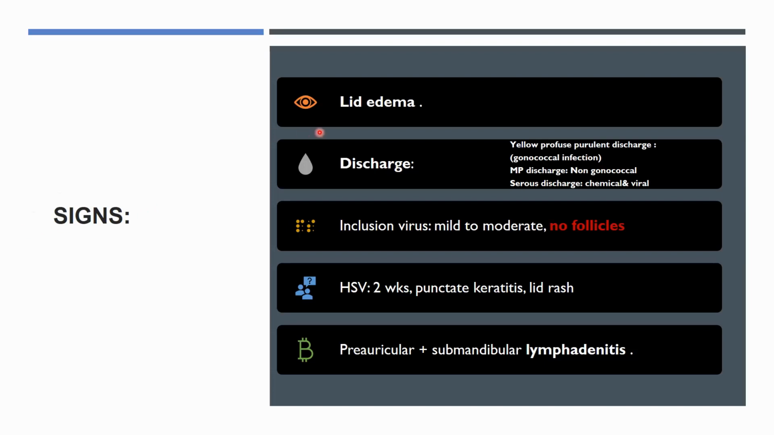What are the signs? There is lid edema. There is a different type of discharge; usually it's yellow and profuse. Also, we should remember that these neonates will not develop follicles, even with a virus. Herpes simplex takes more time; it's not in the first or second day. We will see it in the next two weeks, and we can see corneal infiltration. We can also see lymphadenopathy in the preauricular and submandibular lymph nodes.